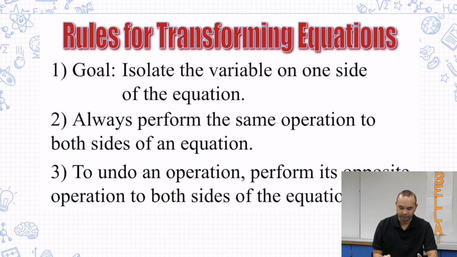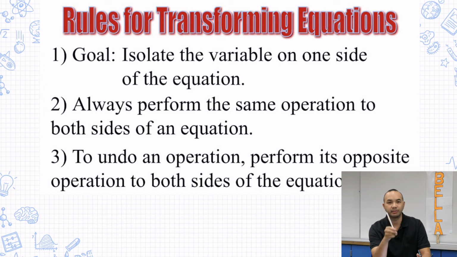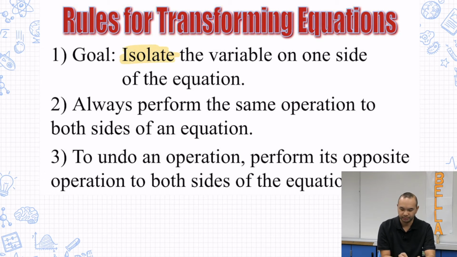So what we're doing when we're solving, we're actually transforming equations. This is just a reminder of what transforming is: your goal is to isolate the variable on one side of the equation, either the right side or the left side, by itself. Always perform the same operation on both sides of the equation. I'm going to say both sides a lot. And then to undo an operation, perform its opposite operation to both sides.